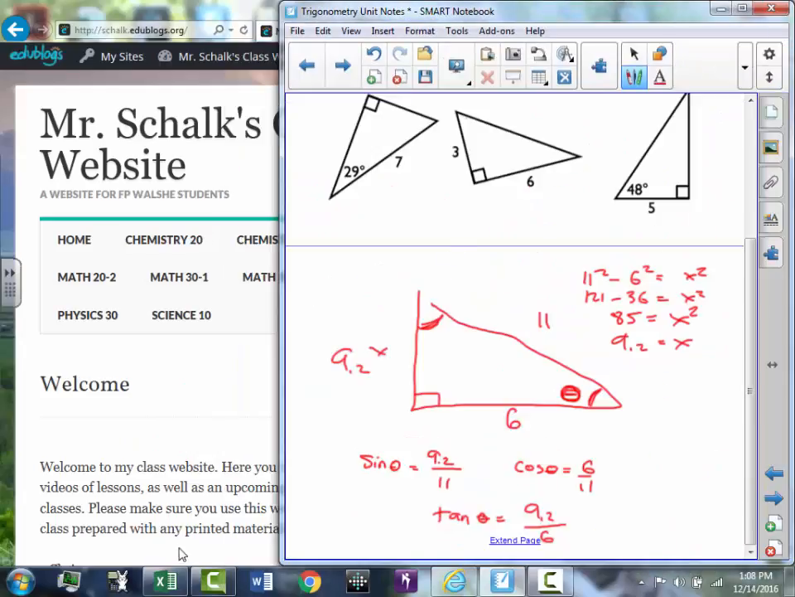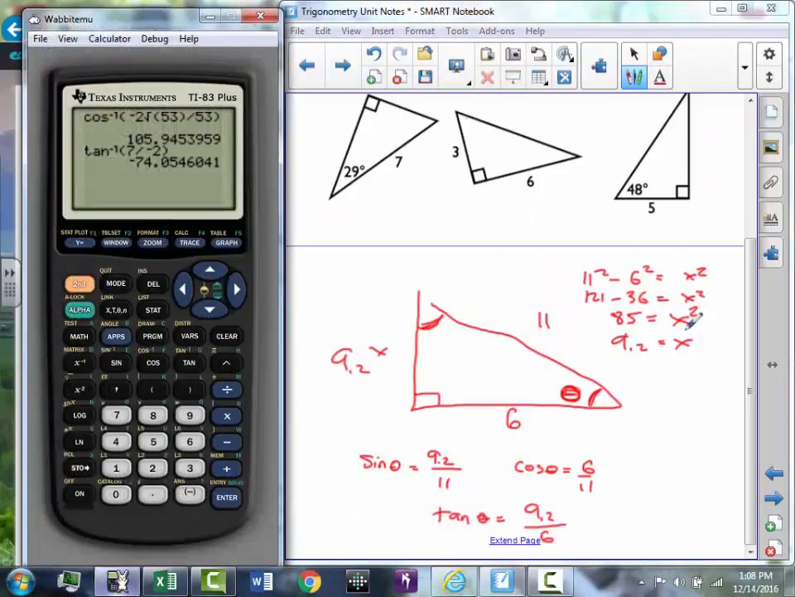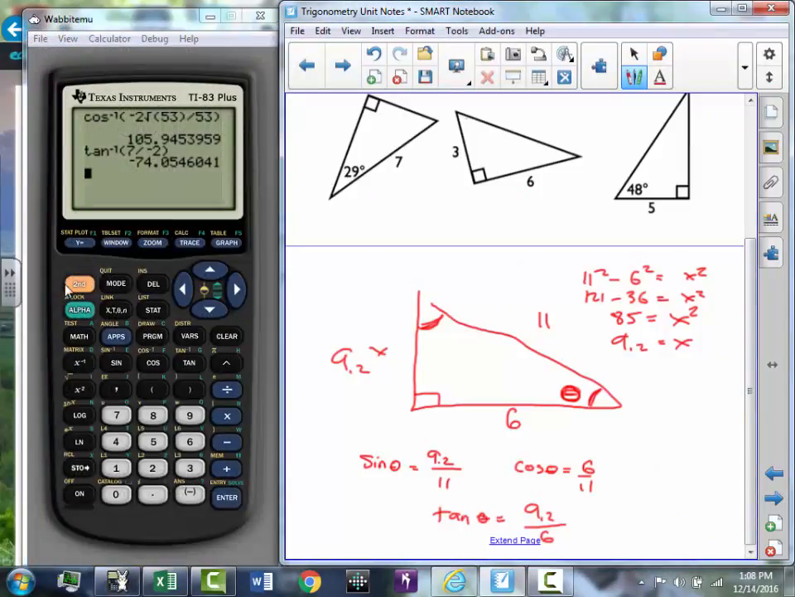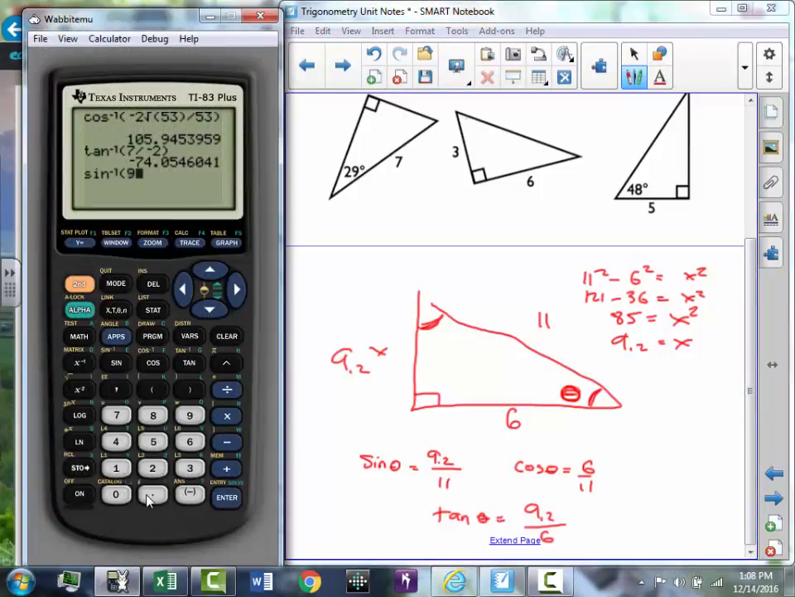So if you have your calculators, here are 3 ways, and all should give you the same answer. If you were to inverse sine 9.2 over 11, you get about 56.8, let's call it. But let's say you didn't choose sine. Let's say you chose cosine. It should still work if you did the cosine of 6 over 11.